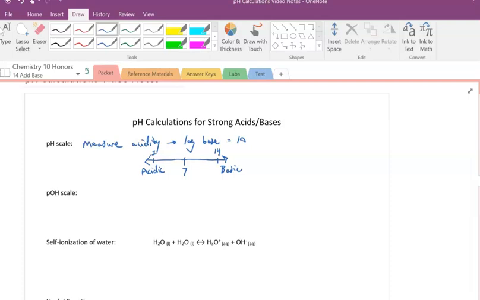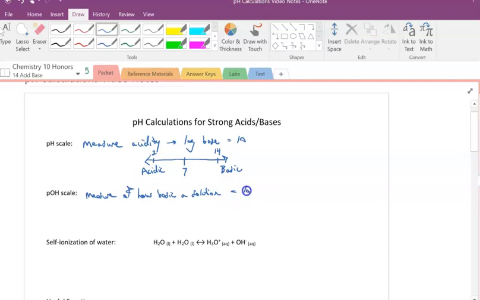Now, the pOH scale is the same exact thing, and this can become helpful in terms of doing some of the calculations a little bit later on, but it's just a measure of how basic something is. So it's a measure of how basic a solution is. It's the exact same scale, except it's flipped.